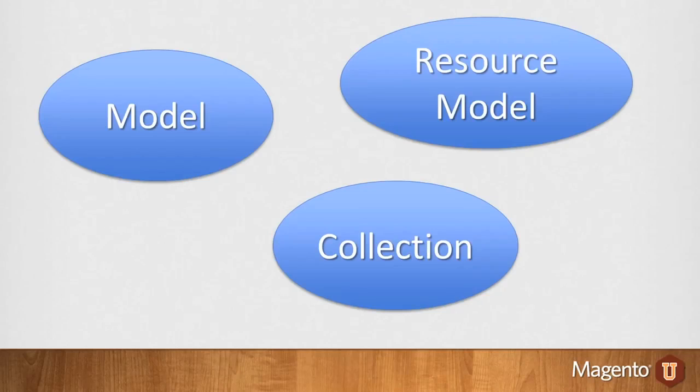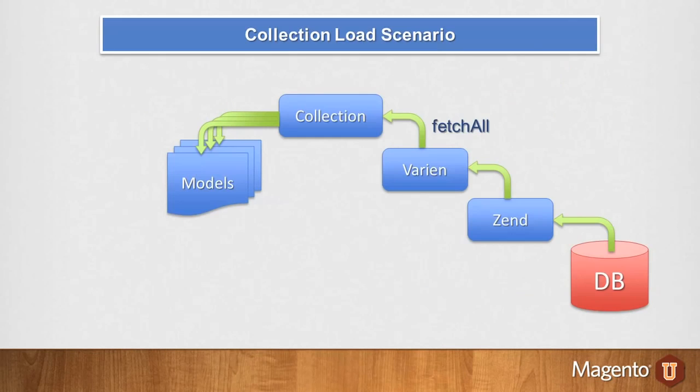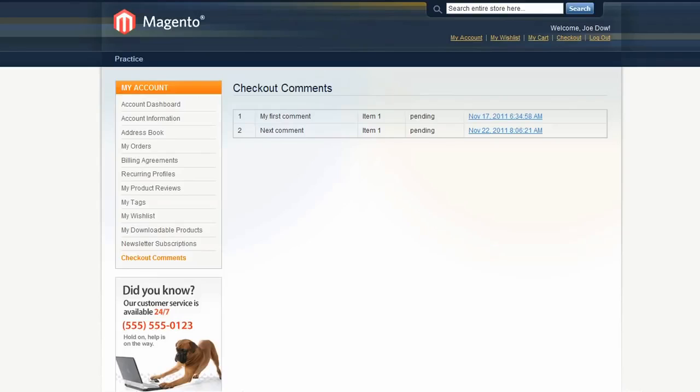When we need to show a grid, list, or table with many values, we use a collection. Let's delve into collections. In this case, our scenario works as follows. Our collection will load all requested values from a database and create a model for each record. Since on this step we only load values to show, not to save, we don't instantiate resource models of the models.